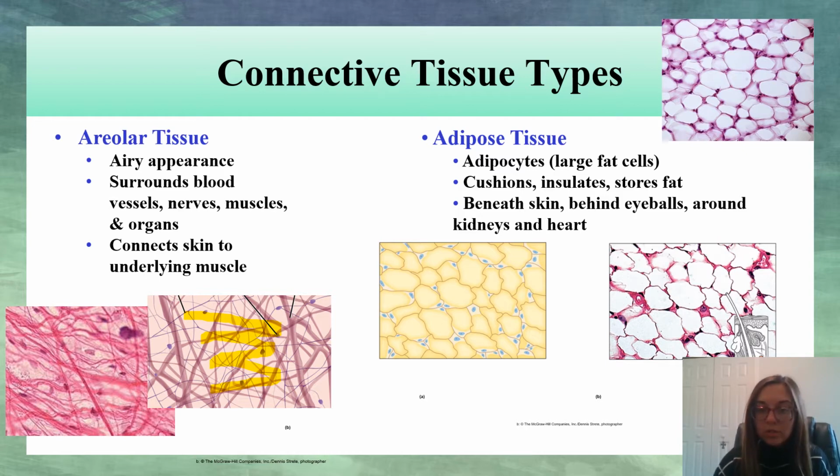Then we have adipose tissue, which is basically just fat. It contains adipocytes, which are the large fat cells. So all of these white cells are adipocytes, okay? The inner section of it is just fat. Now, of course, fat is going to cushion, insulate, and store materials to be used as energy later. It's found beneath the skin, even behind the eyeballs, around the kidneys and the heart.